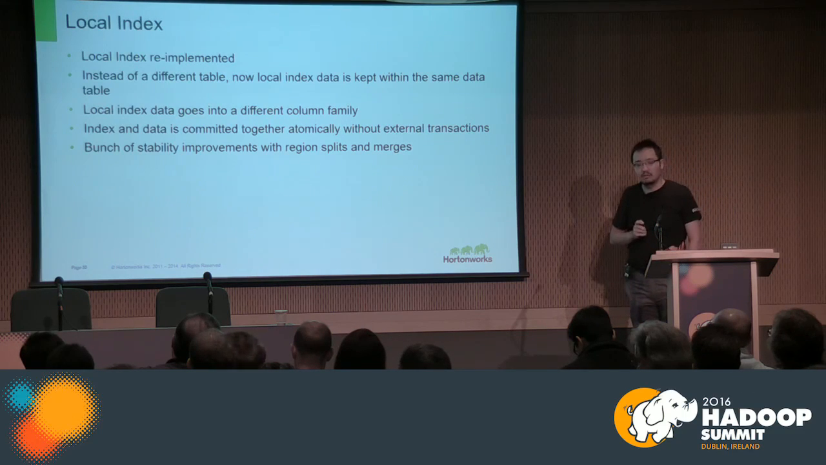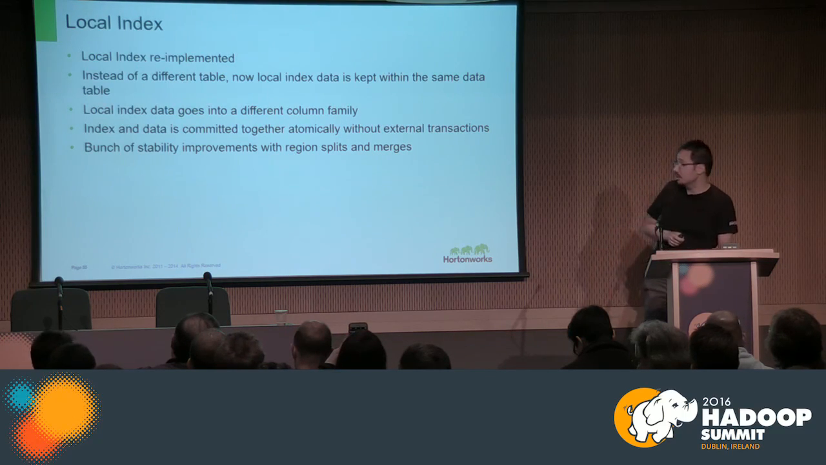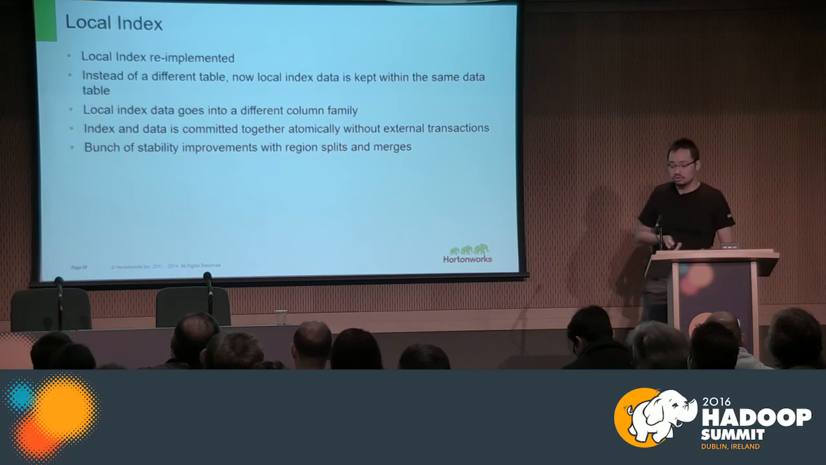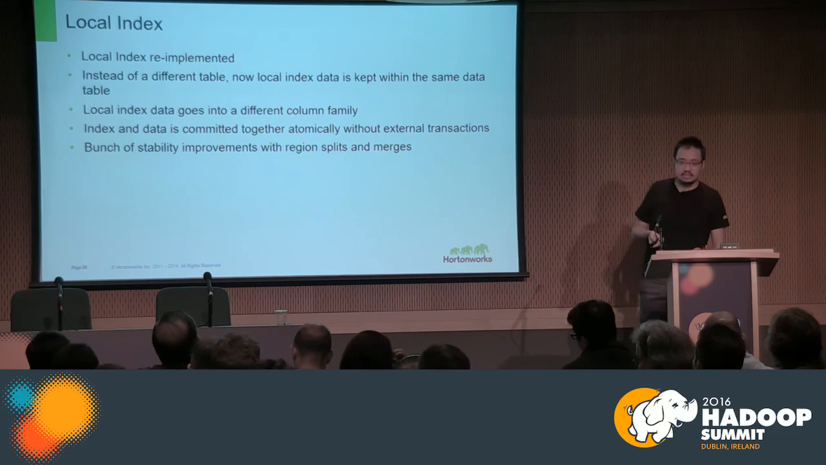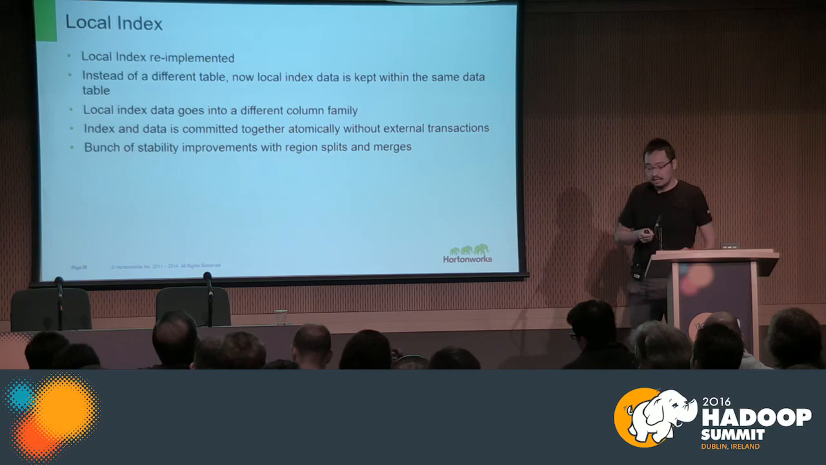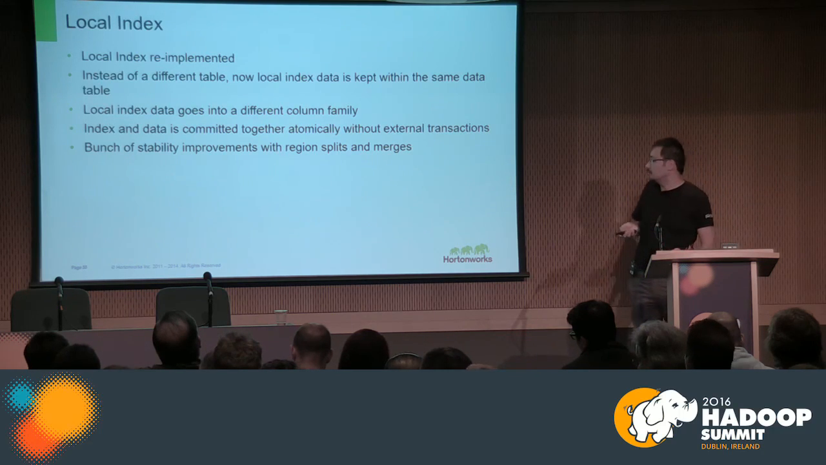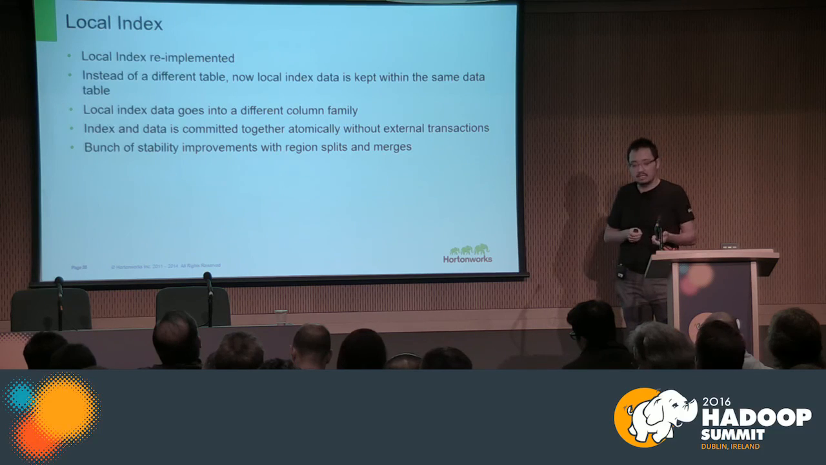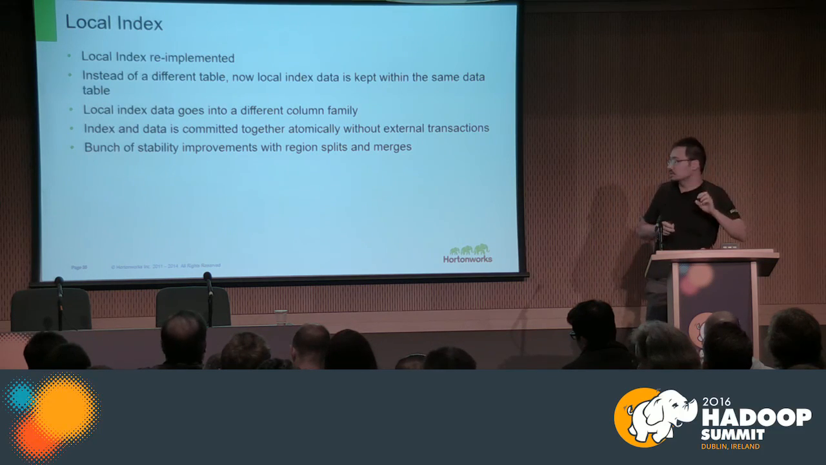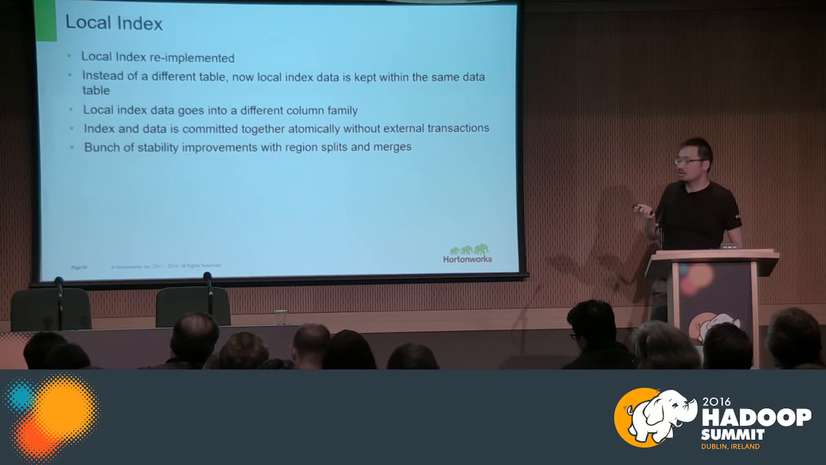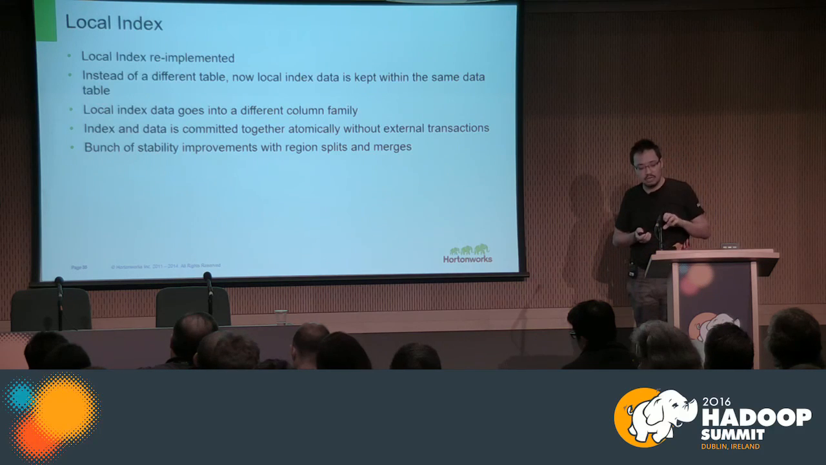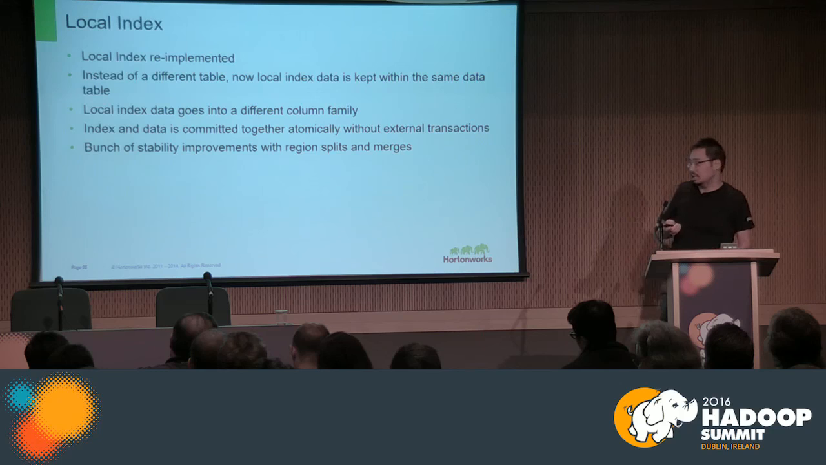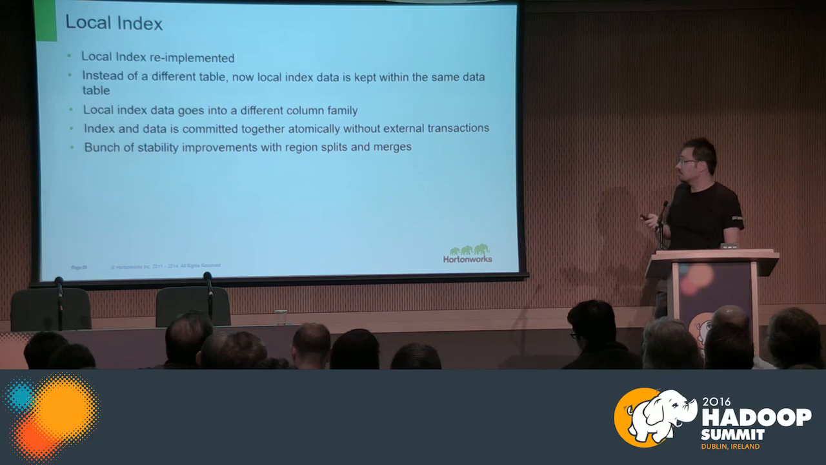All right, the next feature. There have been a lot of local index improvements recently that we have been trying to push. Local index has been re-implemented. Instead of being a different table, now it's the same table but hosted in a different column family. The index and data are committed together as a single transaction without any external transaction support. So this will be super efficient for writes. The performance impact of local indexes would be minimal in terms of write throughput. So if you have super high write throughput use cases, local indexes would be perfect for this.